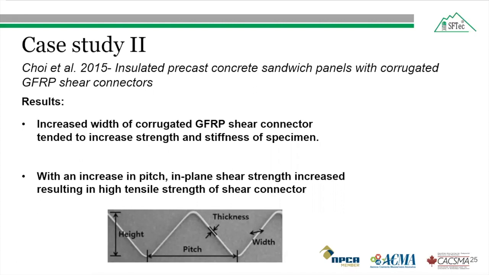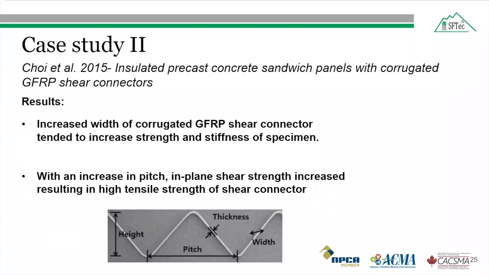The results drawn from case study 2 were as follows. The variables of the GFRP connector were used to investigate the toughness of the GFRP shear connector, namely its pitch and width. An increase in the width of the corrugated GFRP shear connectors tends to increase the stiffness and strength of the specimen. And with the increase in the pitch, the in-plane shear strength increases, resulting in the high tensile strength of the shear connectors.